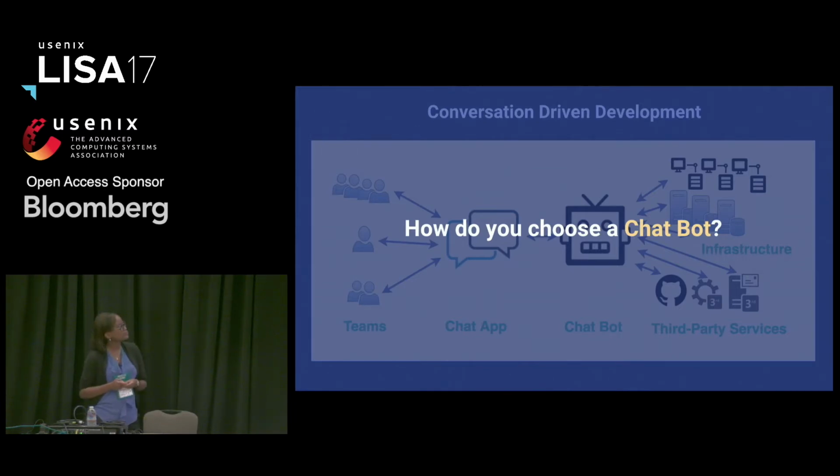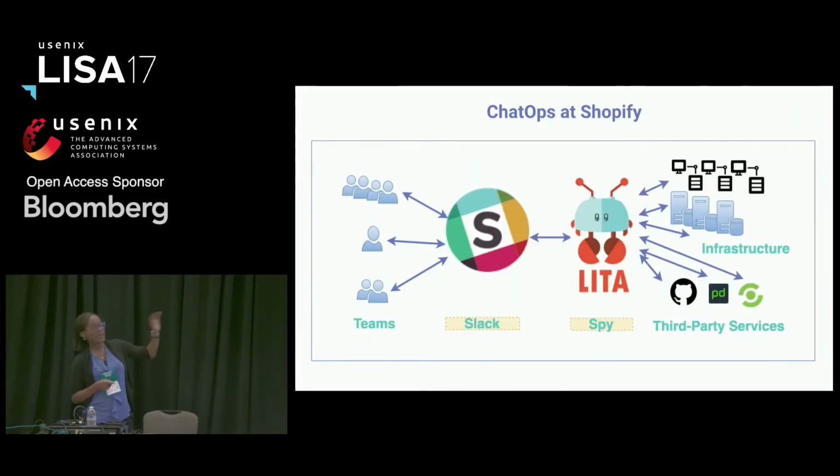So our ChatOps architecture looks like this at Shopify. We use Slack as our chat app, and then Slack is connected to our Spy, which is the chatbot that we use. Spy is a Ruby application that was built based on the Lita framework, and then Spy is actually connected to our infrastructure, our internal tools, and dozens of other APIs, namely GitHub, PagerDuty, BuildKite, New Relic, et cetera, et cetera.